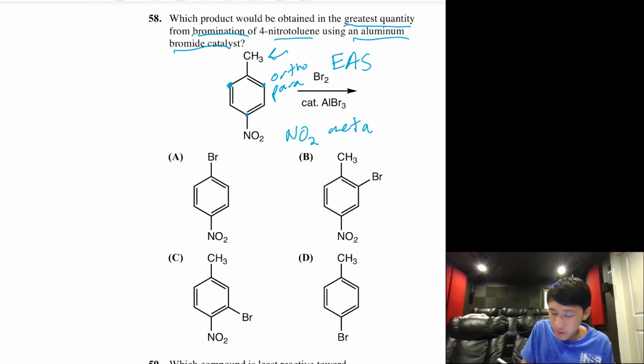So the most likely spot for bromine to come and attack is going to be right here. It can't attack right here because the nitro group is already on there, so this is not possible. And as such, we're going to expect that B is our correct answer. If you're not familiar with this reaction, I encourage you to read up on electrophilic aromatic substitution.